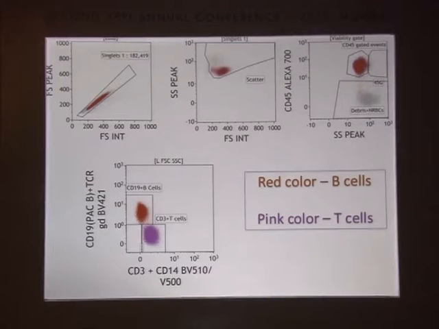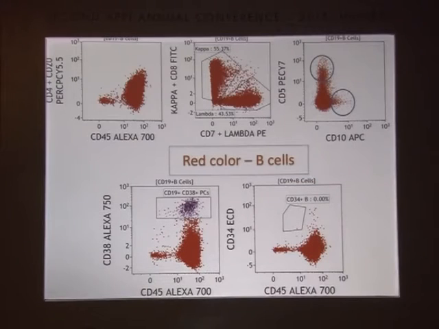So now let's see the next tube and look at the clonality, whether the B cells are clonal or not, and what is the character of T cells. Let's see the red cells first. Red cells are the T cells. They are kappa, lambda.